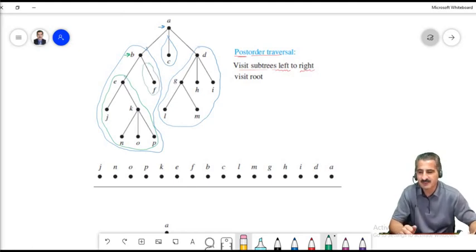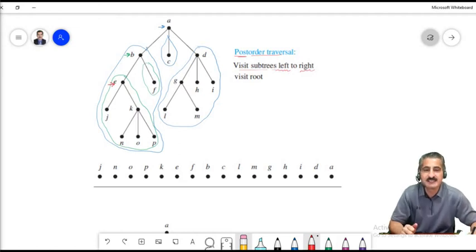Okay, now notice here we are at a subtree where E is the root. We will leave it, will not take it, and we will go to its left subtree. It is J, so it is a leaf, so we will take it. So we will take J, so this is number 1.